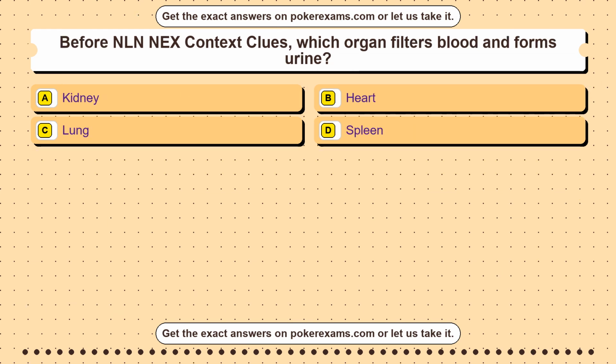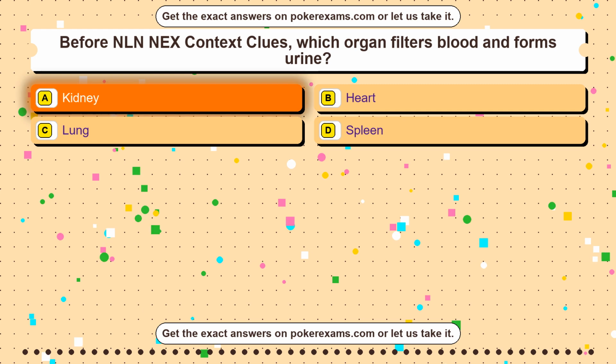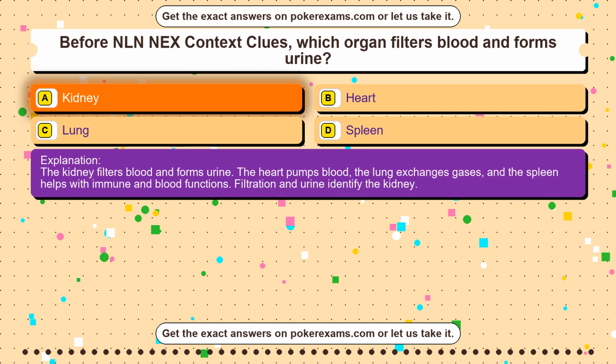Question 5. Before NLN NEX Context Clues, which organ filters blood and forms urine? Option A, kidney. Option B, heart. Option C, lung. Option D, spleen. The correct answer is option A. Kidney. The kidney filters blood and forms urine. The heart pumps blood, the lung exchanges gases, and the spleen helps with immune and blood functions. Filtration and urine identify the kidney.